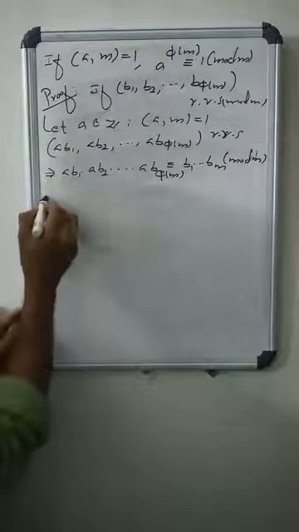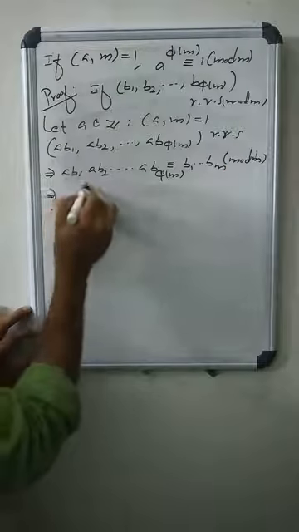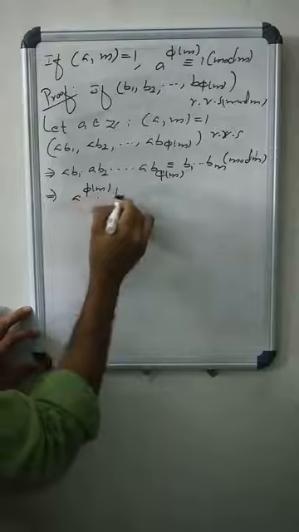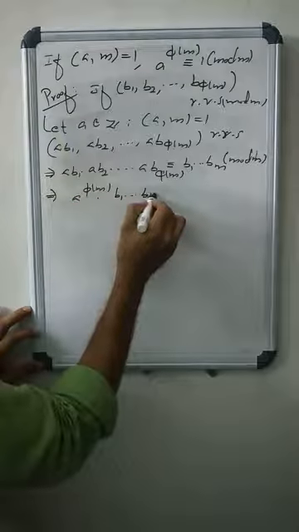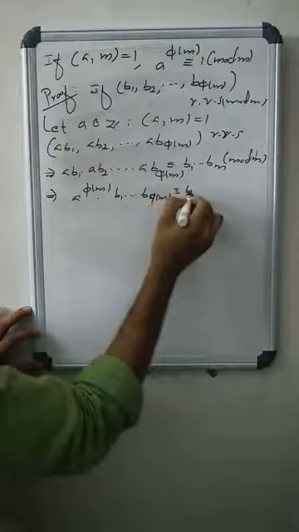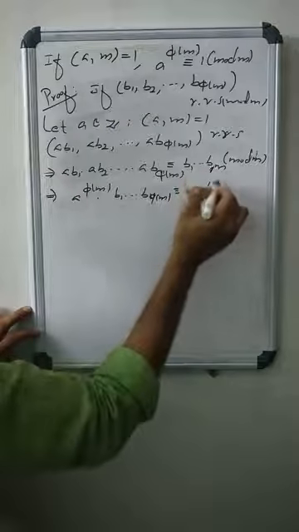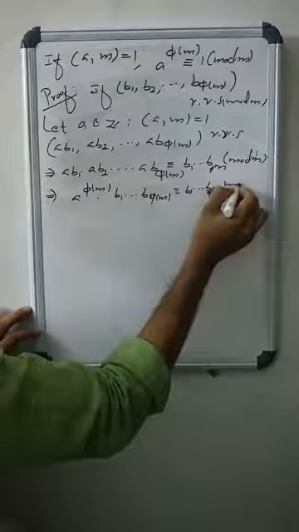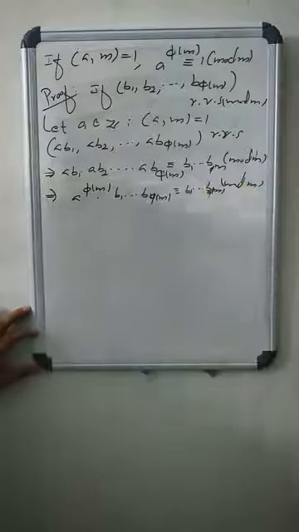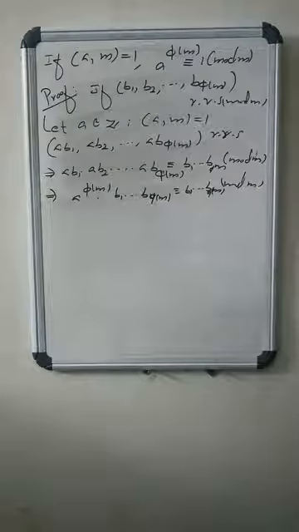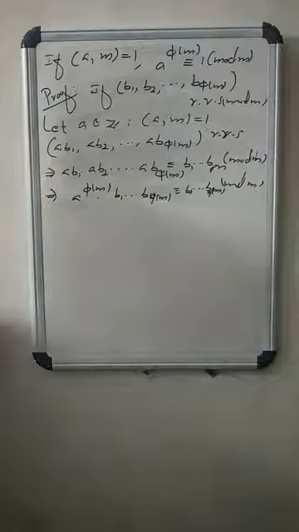Okay, so that means a^φ(m) · b1 b2 ... bφ(m) is congruent to b1 b2 ... bφ(m) mod m. So that means a^φ(m) times, what is bi?